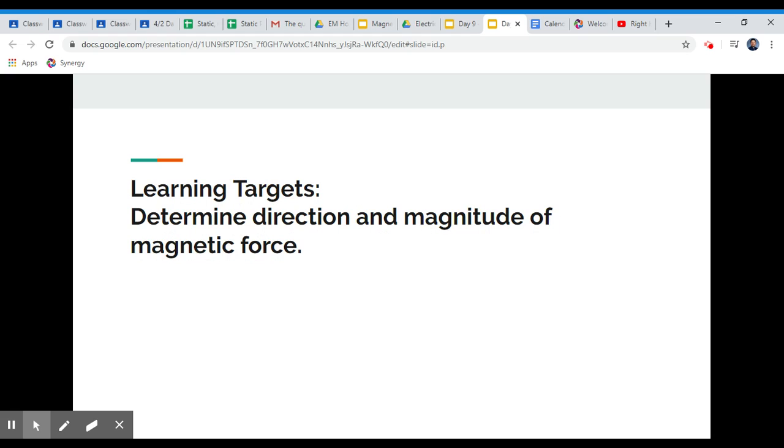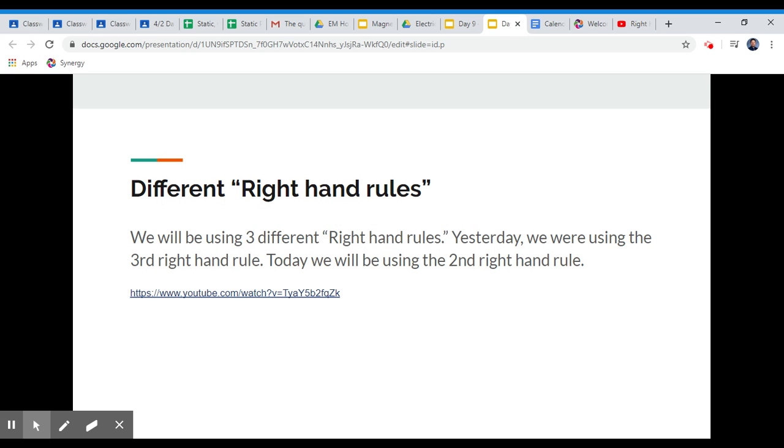All right. So we're also going to be determining the direction and magnitude of magnetic force, except we're going to be determining it in a little bit different fashion than we did yesterday. So I encourage you to go watch this video here. This guy talks about three different right hand rules, and I think he does a really good job of describing them, and he's got great pictures on his board. So please go watch that before you finish this video. If you want to pause this video and go watch that video, do that now.